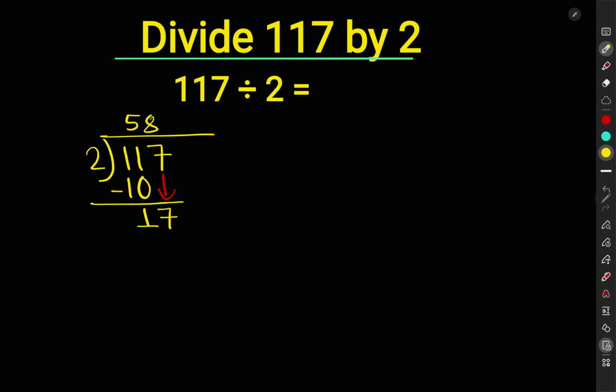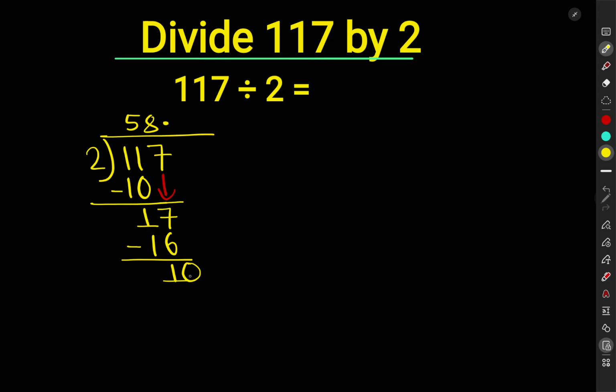So 2 times 8 means 16. On subtracting we get 1. So again this 1 is less than 2 and there is no other number beside. So now we put a decimal here so that we take 0.